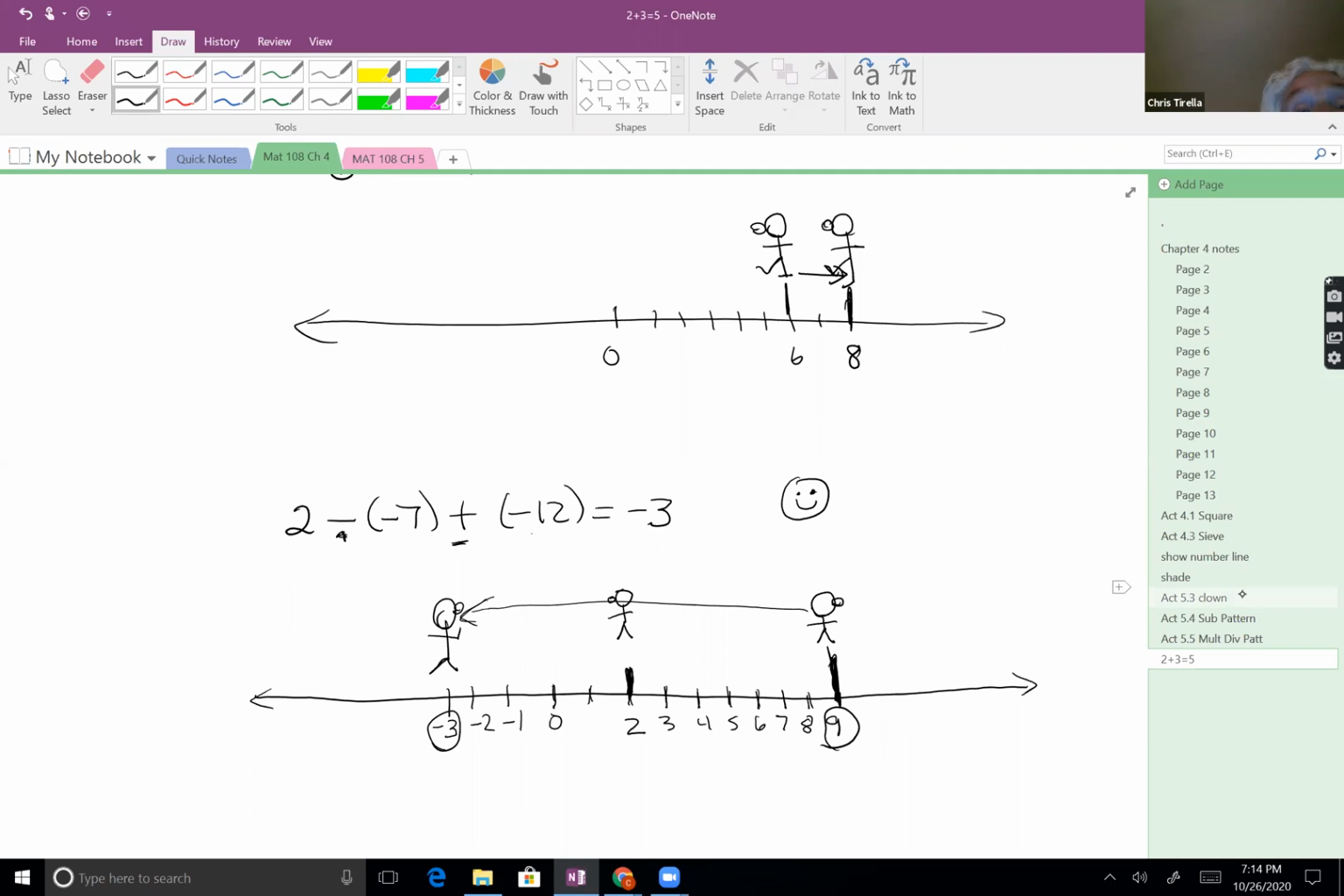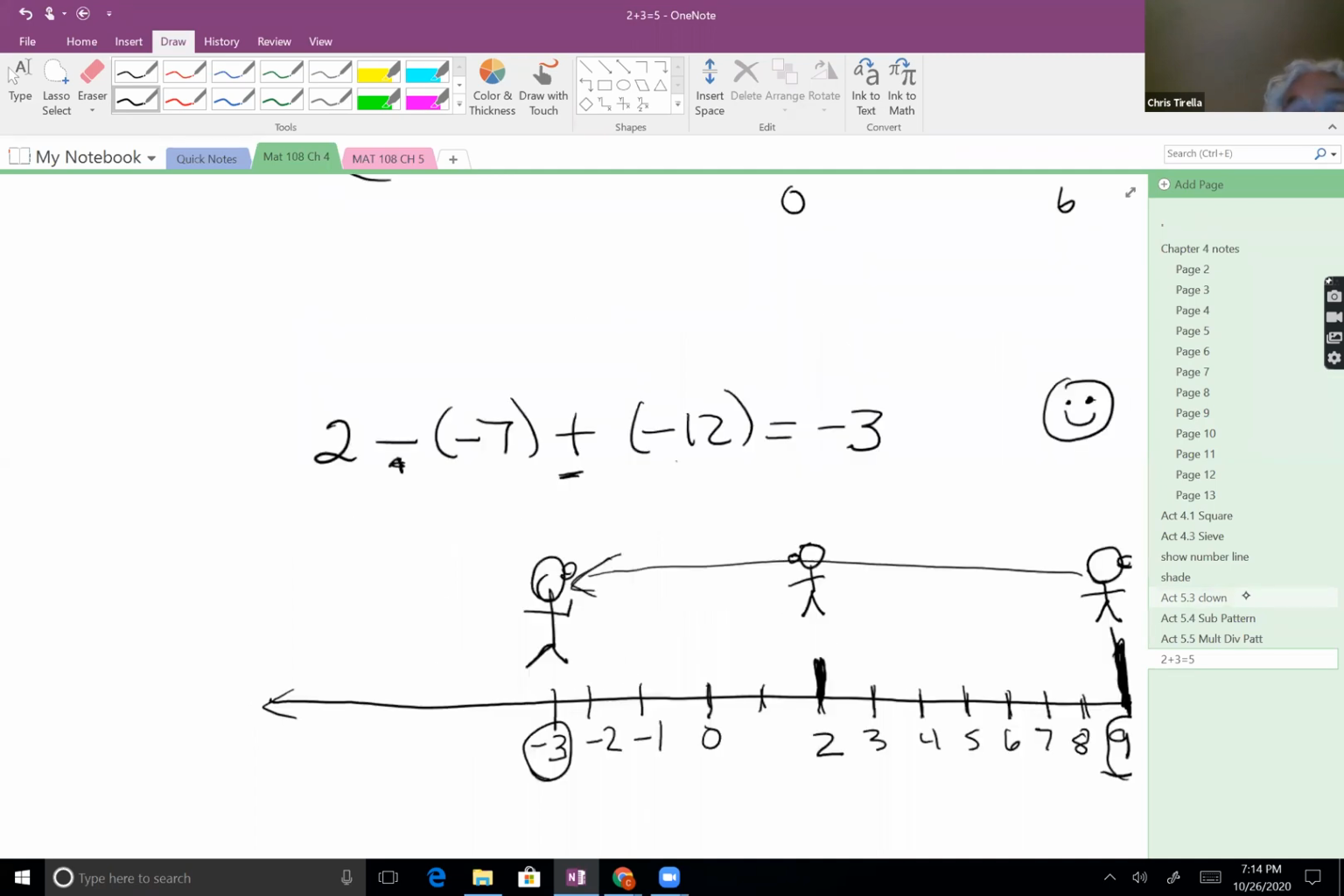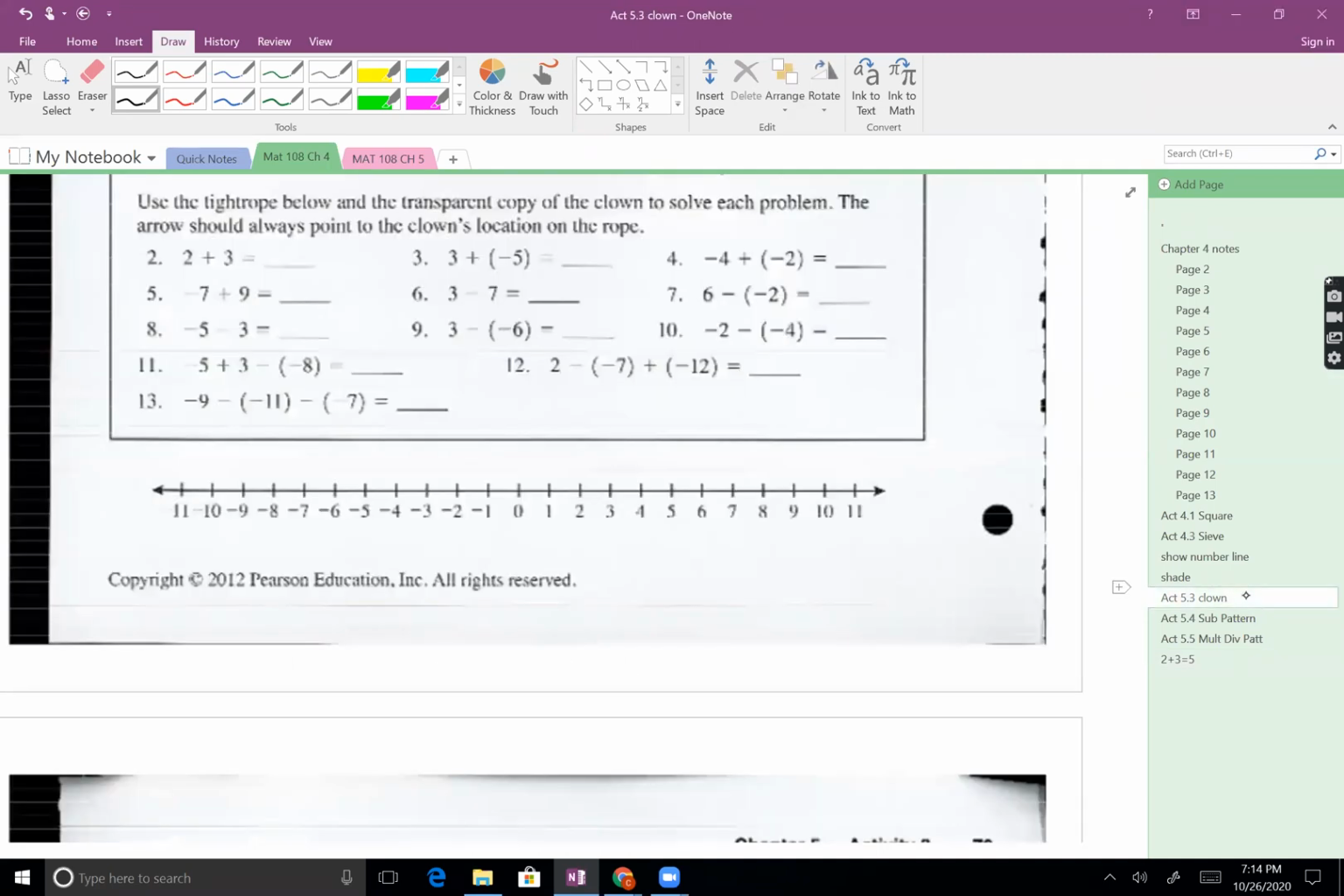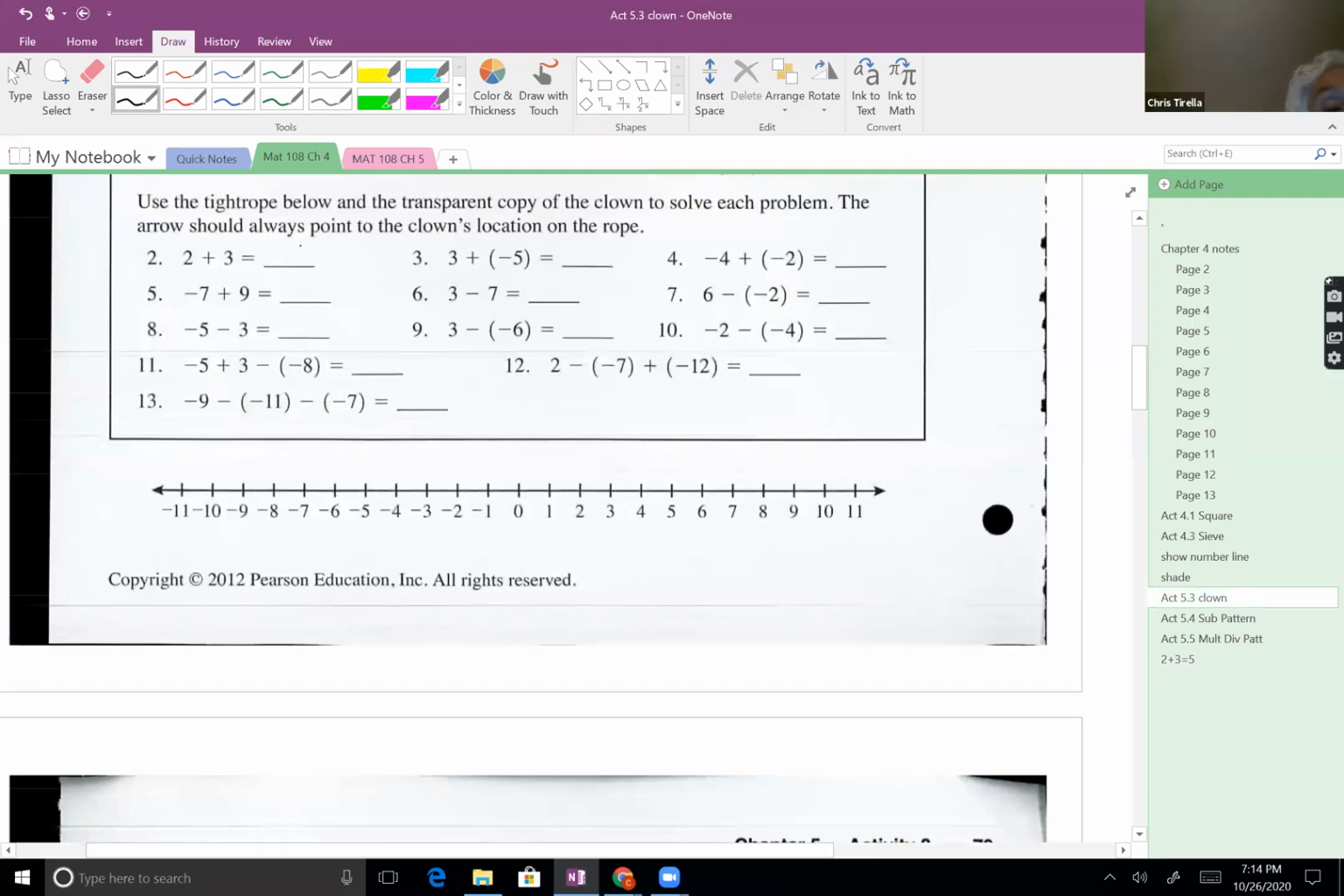Well, should we see what the rest of the clown sheet says? Is everybody else all right with this? Do you think it's something you might want to do with children? Let's see. So all of our answers were 5. What did you folks get for 3 plus -5? -2. Beautiful. -4 plus -2. -6. Beautiful. -7 plus 9. +2. Beautiful.